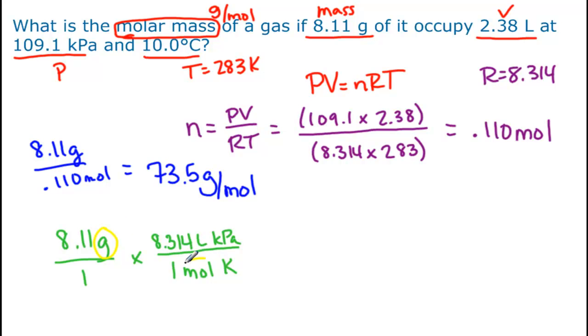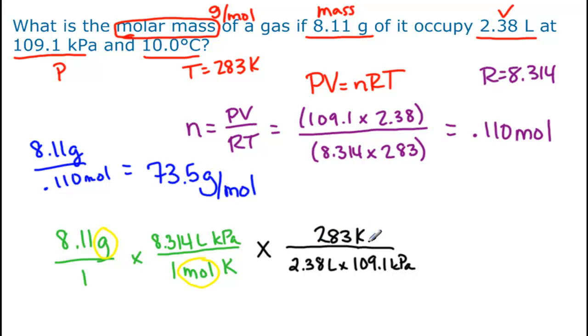I now have grams over moles. So now I need to cancel everything else. So if I cancel liters and kilopascals, those guys are going to go on the bottom. So 2.38 liters and my 109.1 kilopascals. And then I need to cancel Kelvin by putting Kelvin on the top, so that's 283 Kelvin. Alright, so notice that liters cancels, kPAs cancel, Kelvin cancels.